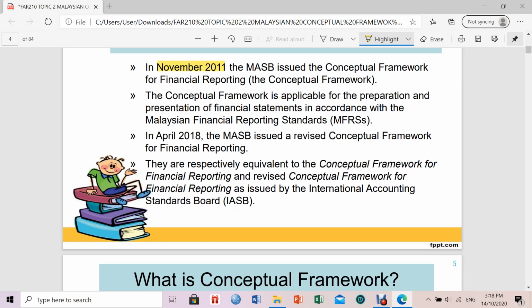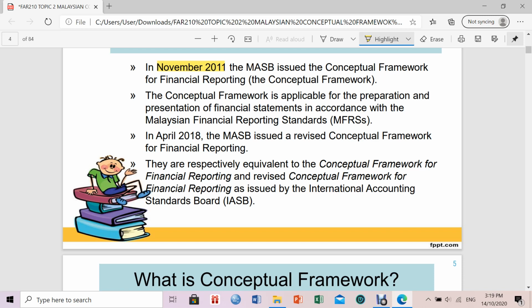And why is this conceptual framework important? Because it is applicable for the preparation and presentation of financial statements in accordance with the Malaysian Financial Reporting Standards. Guys, basically, in order to understand the standards, first of all, you need to understand the conceptual framework, because it serves as a basis or foundation for you to understand further about our standards.